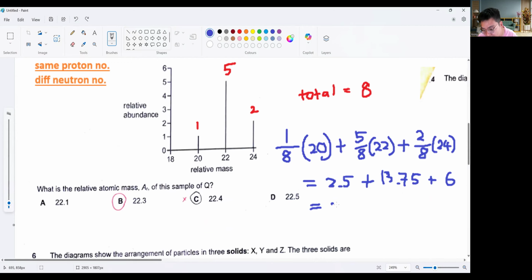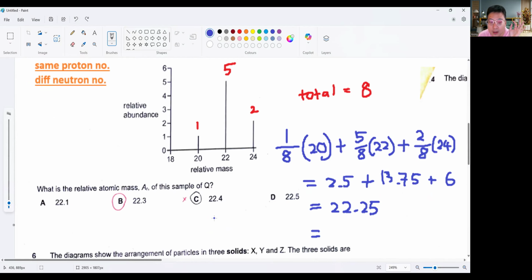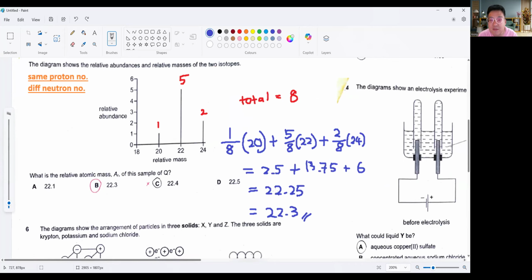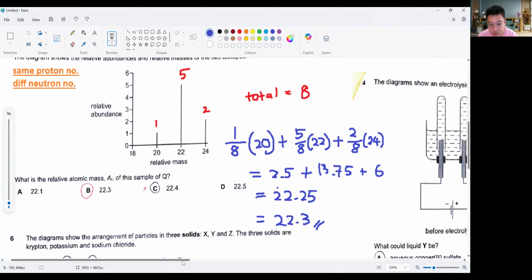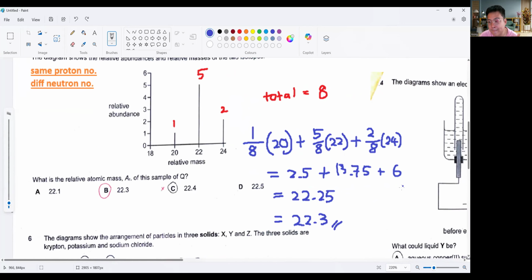Okay, so the answer is actually 22.25. Here we can see that all the answers, they round it to 1 decimal point. So we must be very specific. If we round it to 1 decimal point, it's 22.3, correct or not? Because this 25 rounds up to 3. All right, so therefore the answer is B. So students must be very exact with their calculation. Please do not round your answer early, all right?